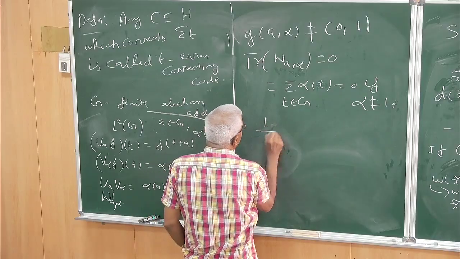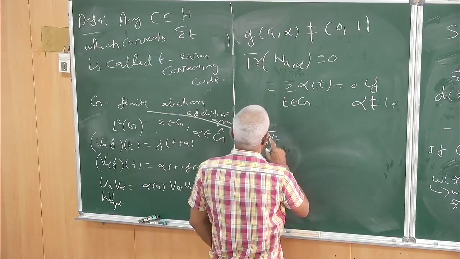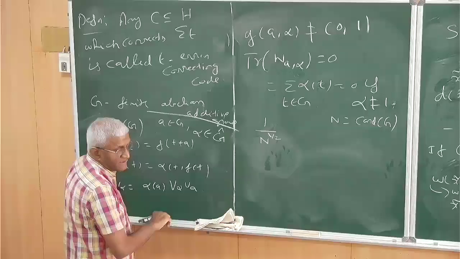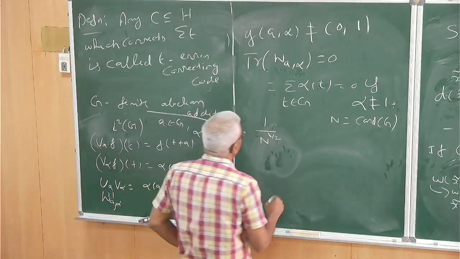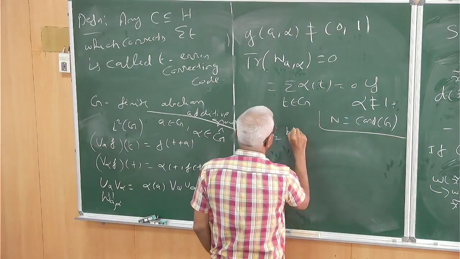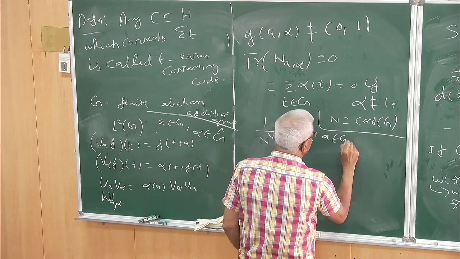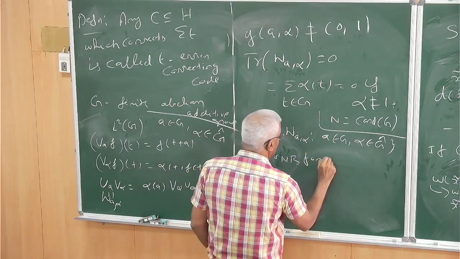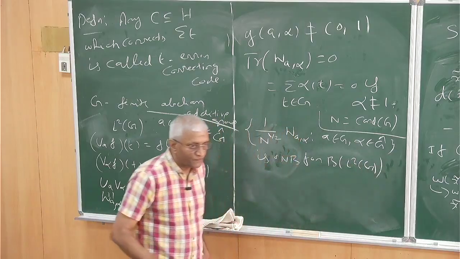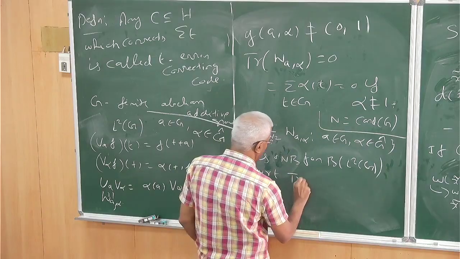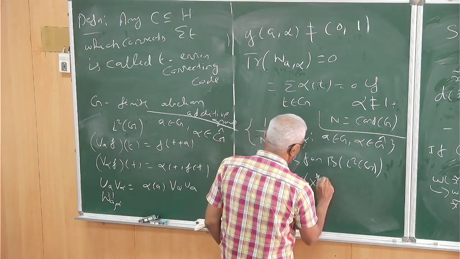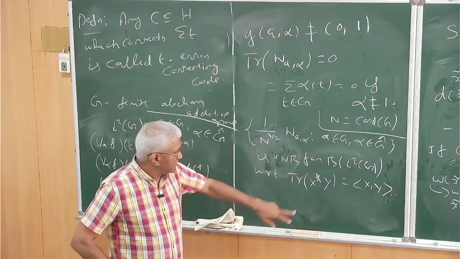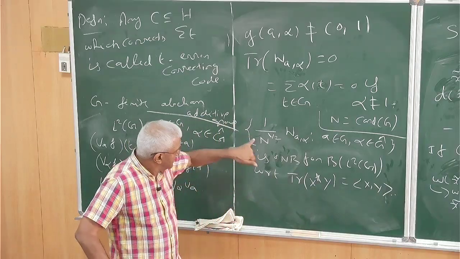So 1 by n to the power half, where n is the cardinality of G, is the dimension of K. 1 by n to the power half of W of A alpha, where A is in G and alpha is in G hat, is an orthonormal basis for the matrices with respect to this Hilbert-Schmidt inner product, the trace inner product, whatever you call it.